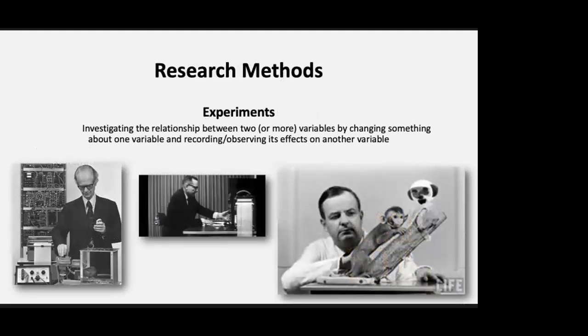Okay. So now we're going to talk about experimental research. So this involves the investigation of a relationship between two or more variables. Okay. So we do this by changing something about one of the variables. That's the independent variable. That's what we're going to change. Okay. And then we record the effects of the changes that result on the other variable or the dependent variable.